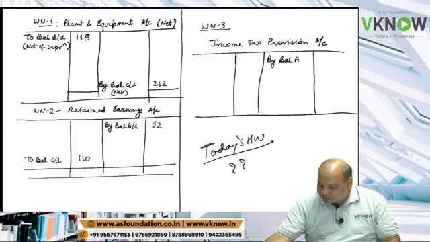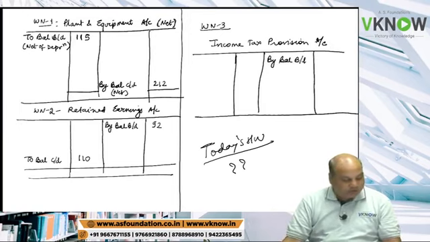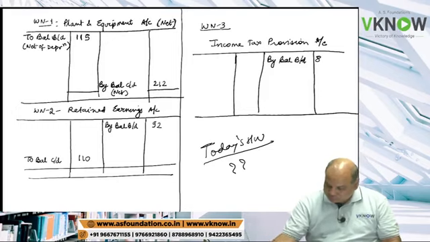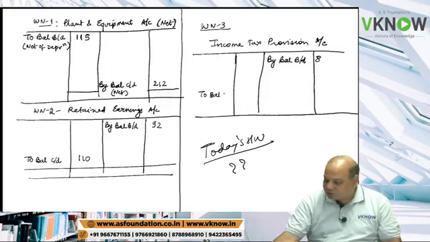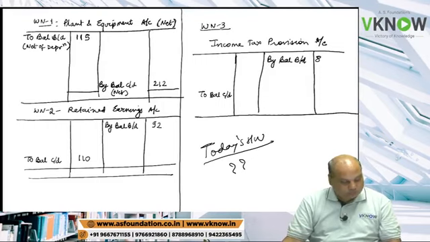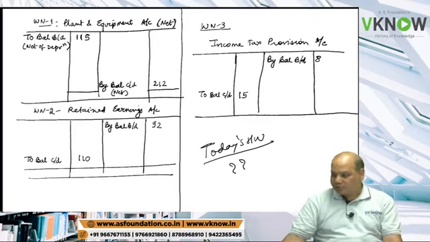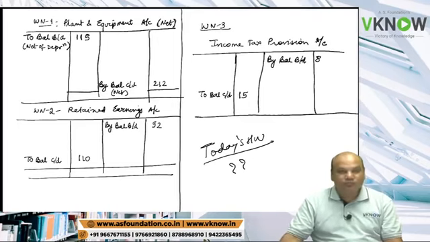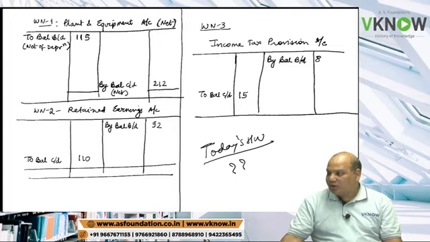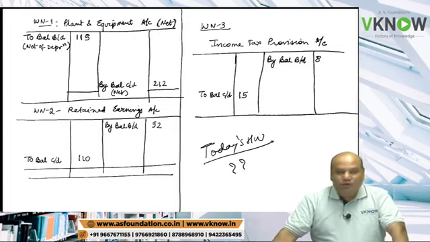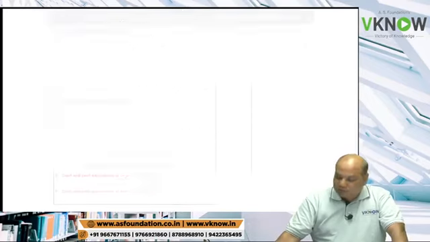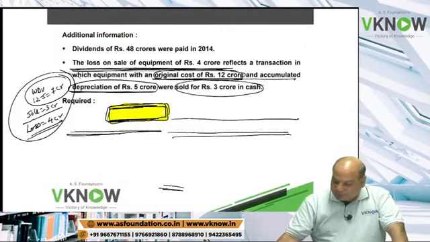By balance brought down is 8 and to balance carried down is 15. So this is my balance sheet. Any query on balance sheet? Please ask me now. Now this is the question where P&L account is also given on the screen.